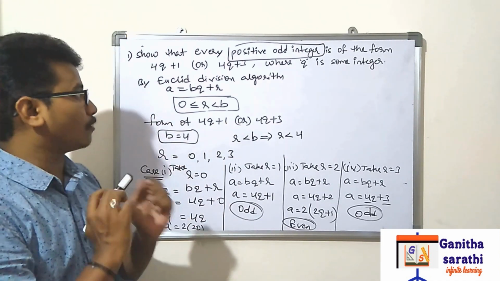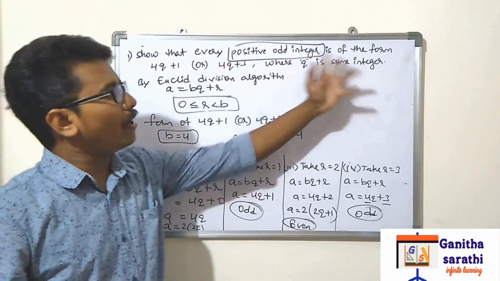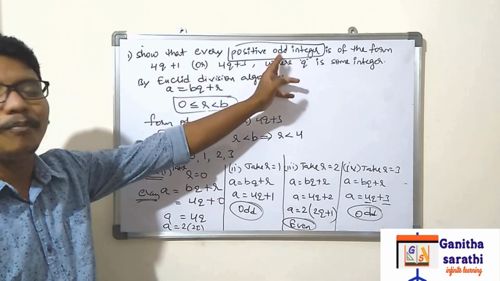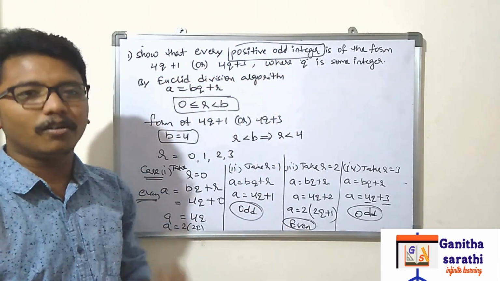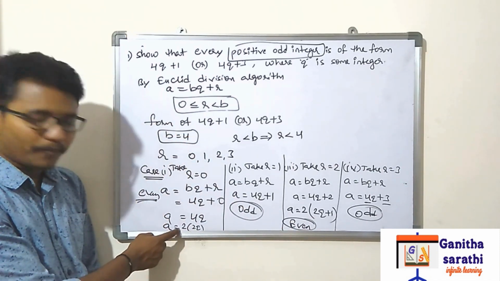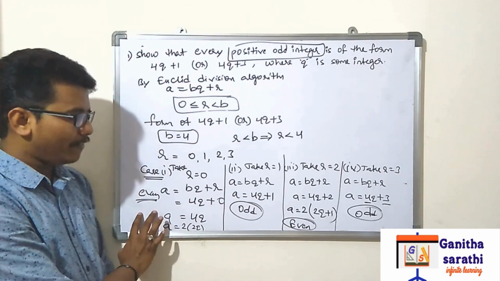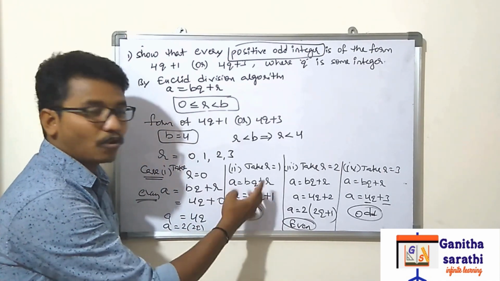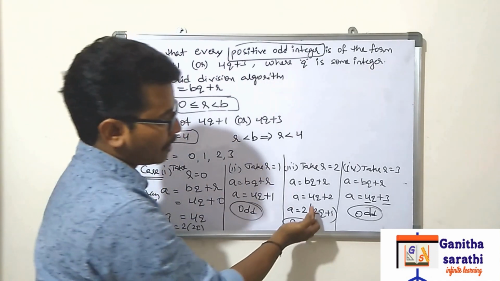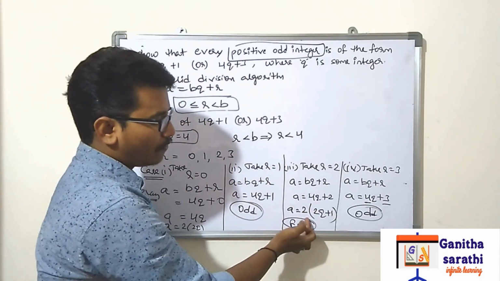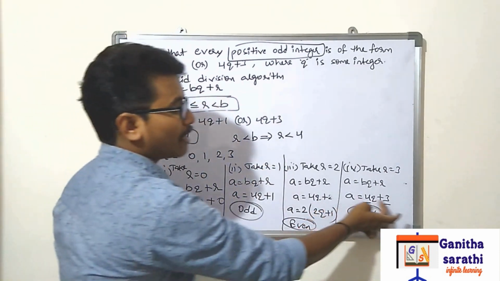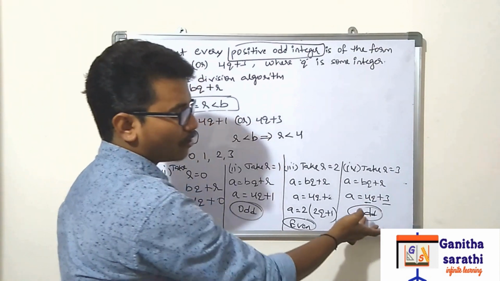So see the question now. Every positive odd integer should be of the form 4q plus 1 or 4q plus 3. Odd means what? It should not be divisible by 2, which means it should not be a multiple of 2. Here 4q is a multiple of 2, so it is an even number. 4q plus 1 is not a multiple, so it is odd. Our form is that only, 4q plus 1. Next, 4q plus 2 is a multiple of 2, so 4q plus 2 is not a form of odd positive integer. 4q plus 3 is not a multiple, so it is odd.